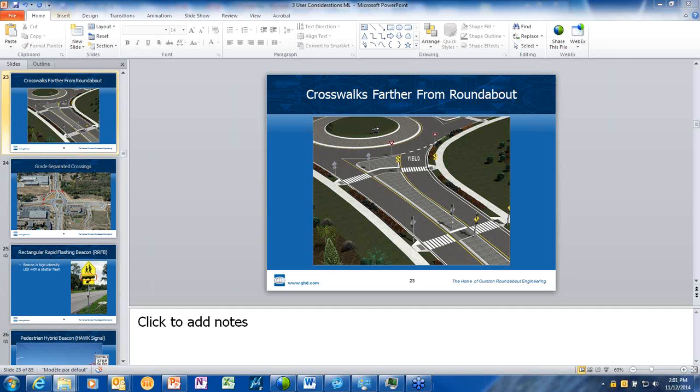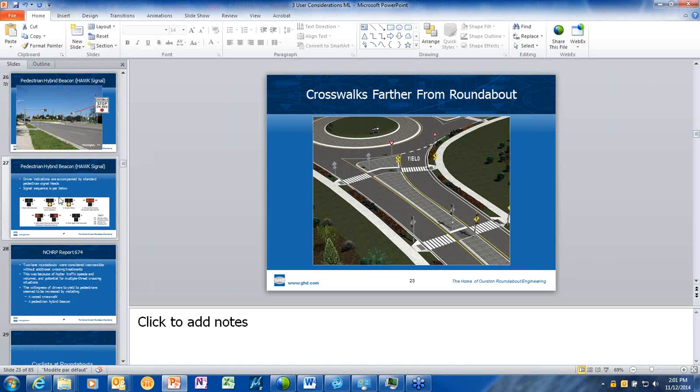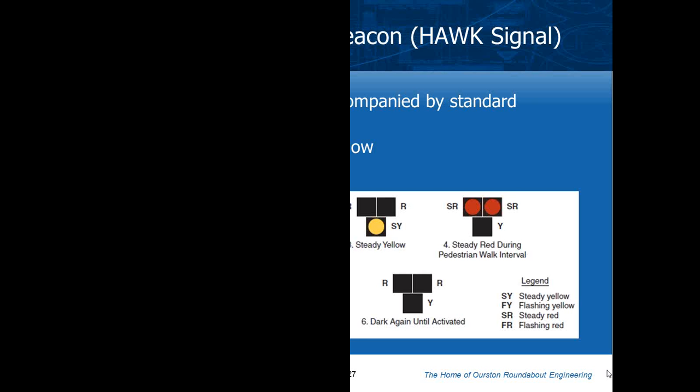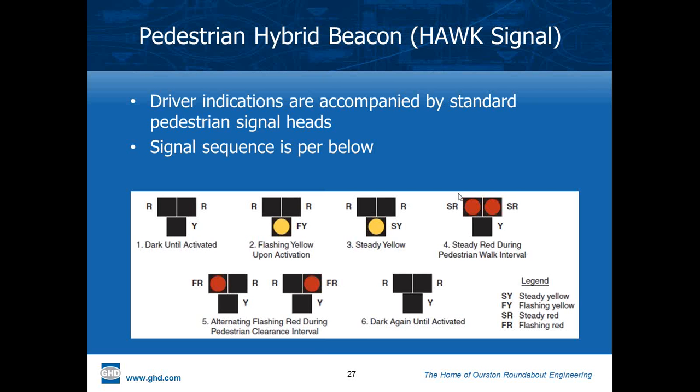Mark, I'm not too familiar with the background and emergence of the Hawk signal. What's the justification for having the two alternating red lights on top versus just a stacked yellow and red? I'm not sitting on the committee, so I don't know for certain.